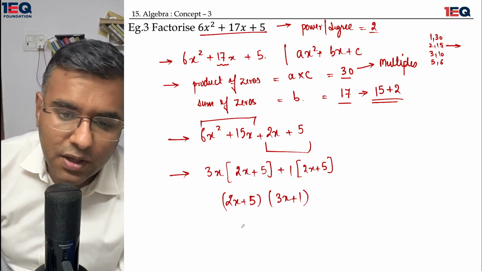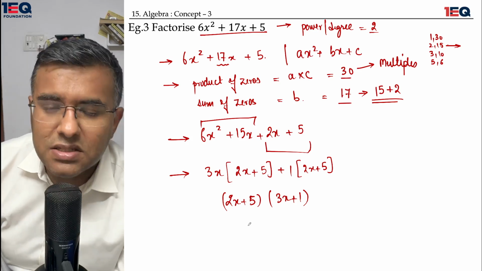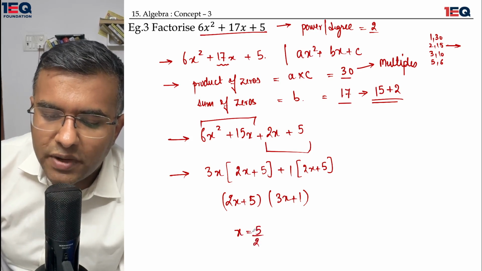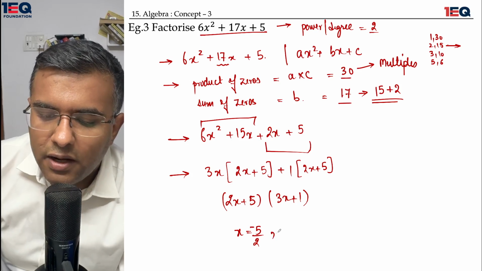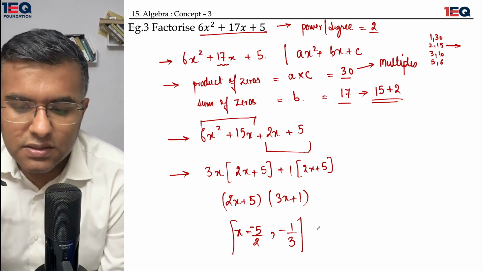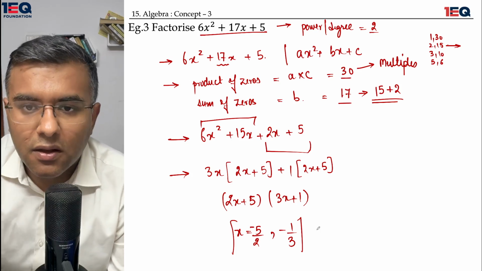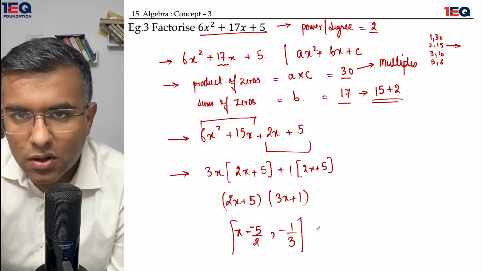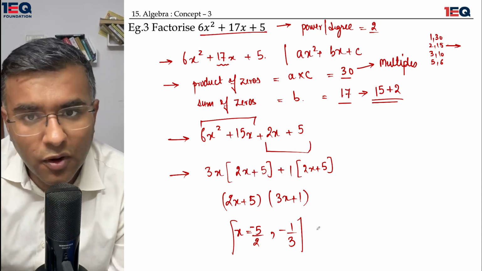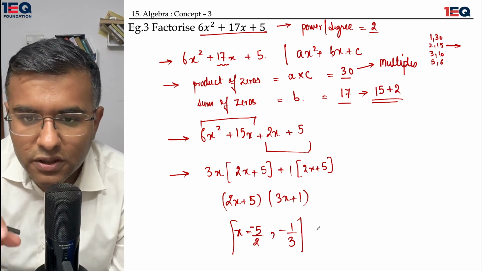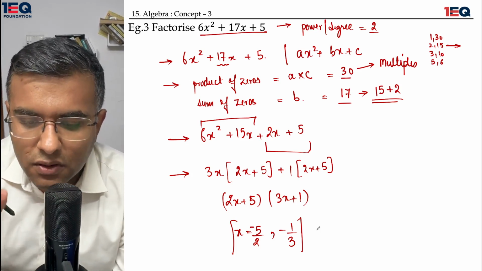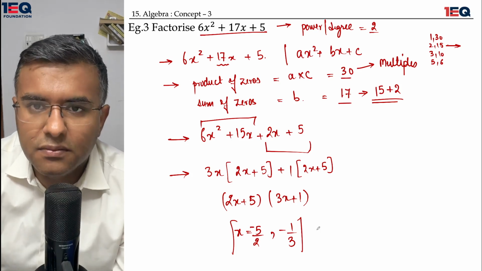If somebody asks me what can be the probable values of x, I can say that the value of x is equal to minus 5 by 2 in the first case and minus 1 by 3 in the second case. So x can take two values. In the previous slides, I talked about the number of solutions being equal to the degree of the polynomial. So here it is proved that the degree of the polynomial was 2 and the number of solutions which came out were also 2. Good enough? I'll move on.